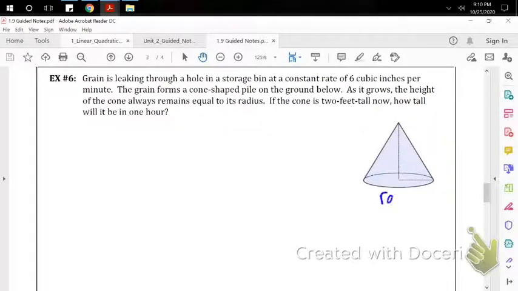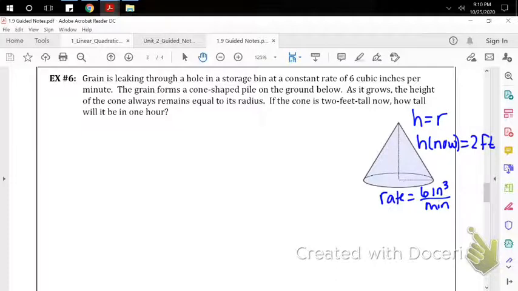So the rate is 6 cubic inches per minute. What else do we know? The grain forms a cone-shaped pile on the ground below. As it grows, the height of the cone always remains equal to the radius. So the height will equal the radius. The cone is 2 feet tall now. So the height now is 2 feet.